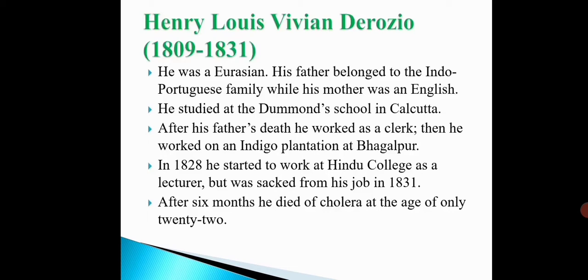Now, as far as the biography of our present poet, Henry Louis Vivian Derozio, is concerned, you will find that he was born on 18th April 1809, and he was a Eurasian. His father belonged to an Indo-Portuguese family while his mother was English. He studied at the Dhurrumtollah Academy in Calcutta, situated near Esplanade. After his father's death, he worked as a clerk in the office of his father, and then he worked on an indigo plantation at Bhagalpur.